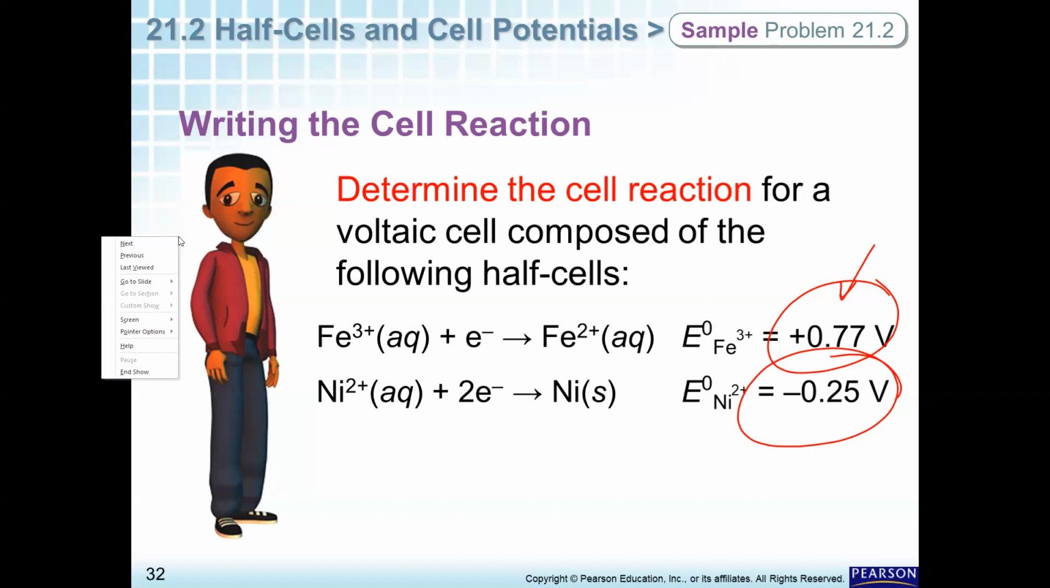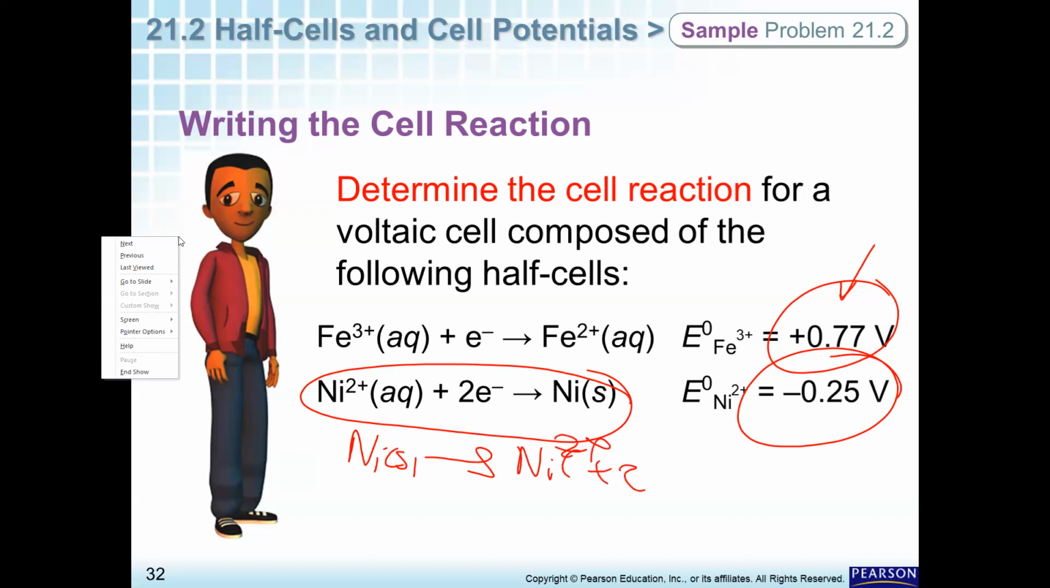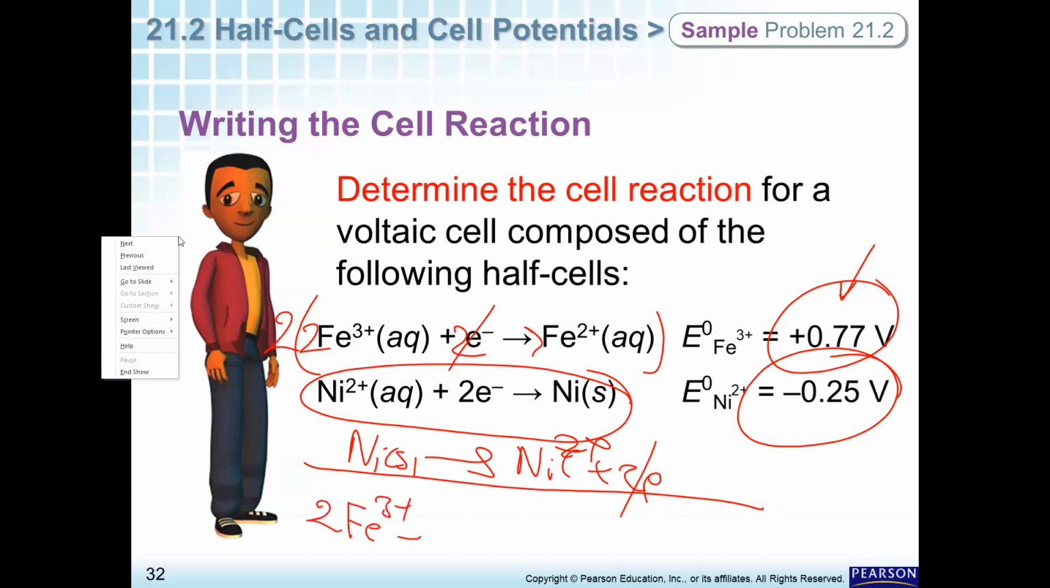So all I need to do is to write this in the right form, which is nickel solid goes to nickel 2 plus plus 2 electrons. This iron reaction has 1 electron, so I need to multiply it by 2, so that the electrons match at 2 and 2. At the end of the day it will be 2 Fe 3 plus plus nickel solid to produce nickel 2 plus plus 2 Fe 2 plus.